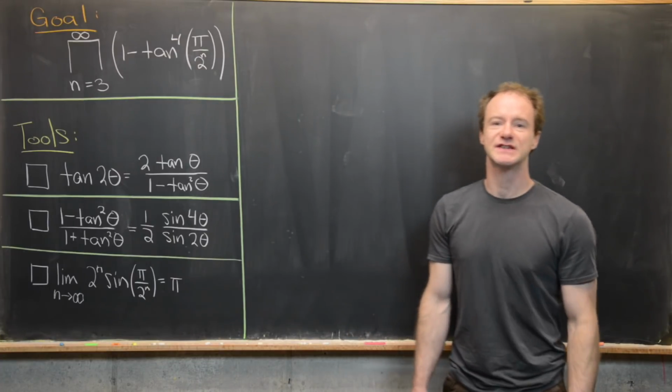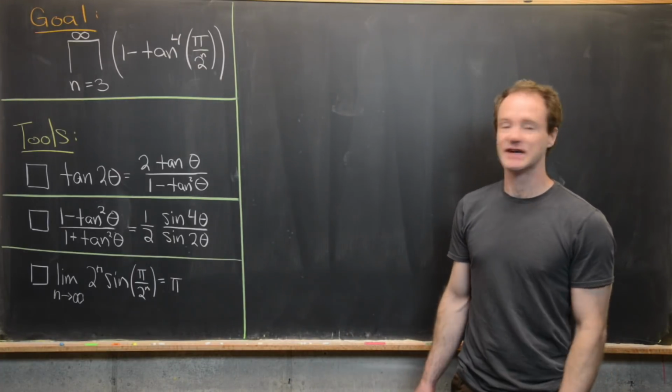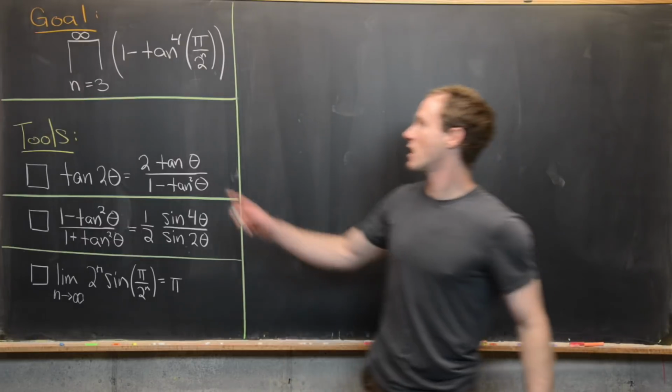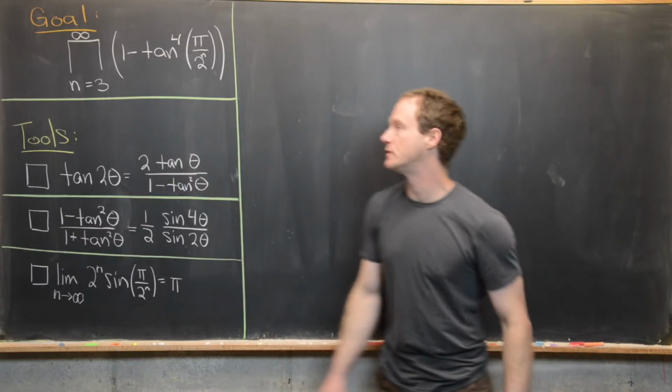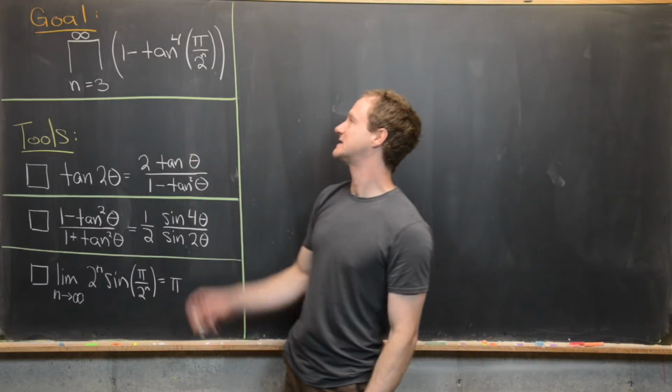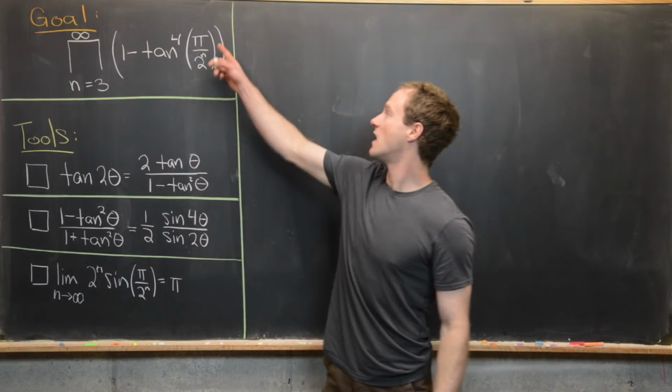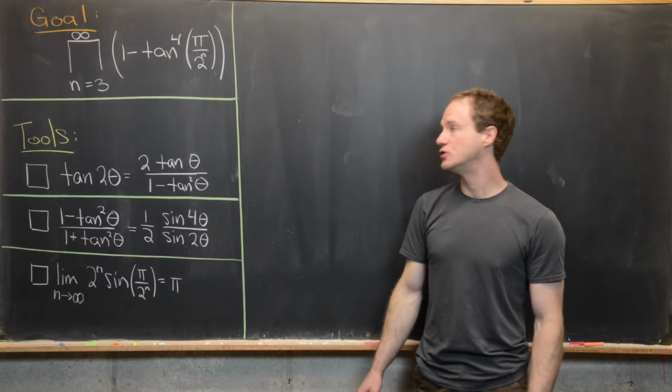Here we're going to look at an interesting infinite product involving the tangent function. So we want to look at the product as n goes from 3 to infinity of 1 minus tangent to the fourth of pi over 2 to the n.